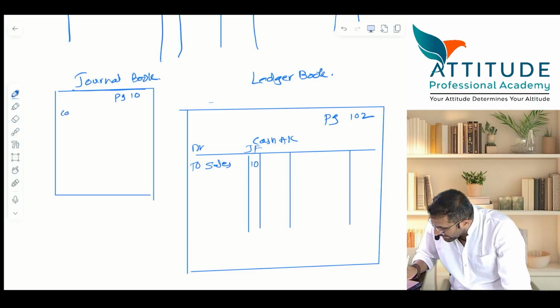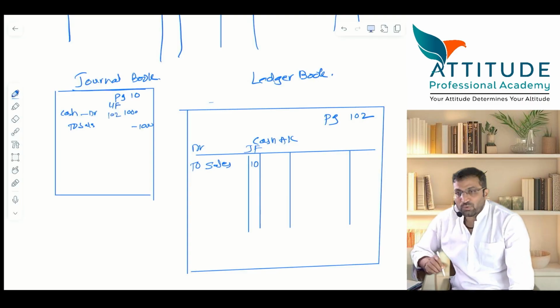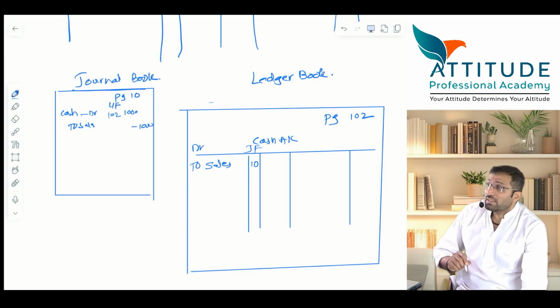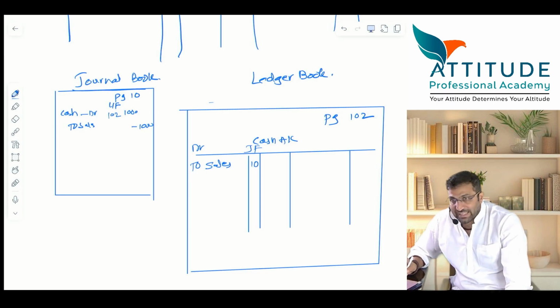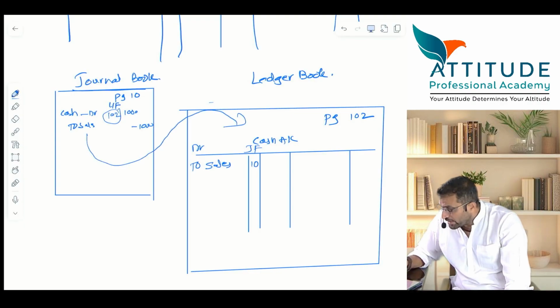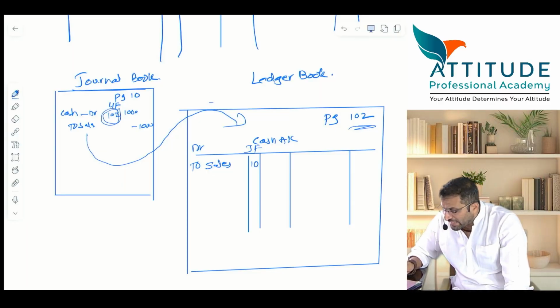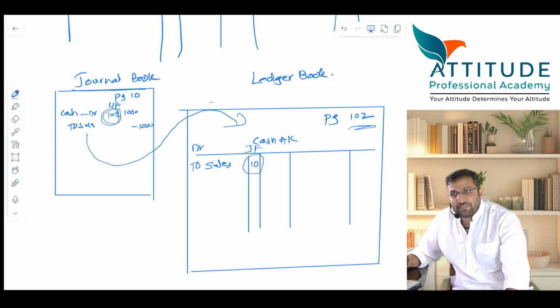When you pass a journal entry, cash account debit to sales, 1,000, you have the LF column. In LF, here you are going to write 102. Is that understood? So first you pass the entry without putting the LF, because only when the journal entry is posted into the ledger will you come to know the page number. Yes or no? So first the journal entry is passed. Will you update the LF column or the JF column? The JF column you will update.